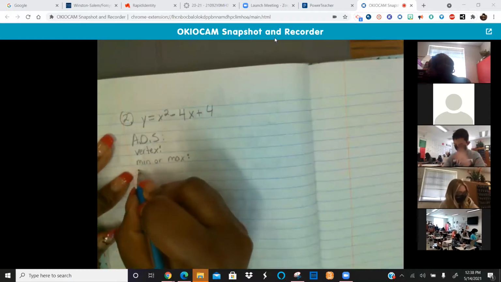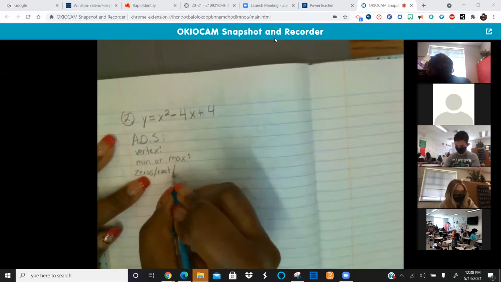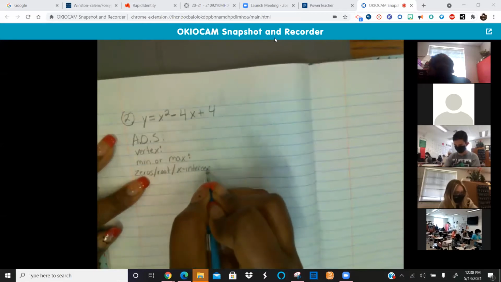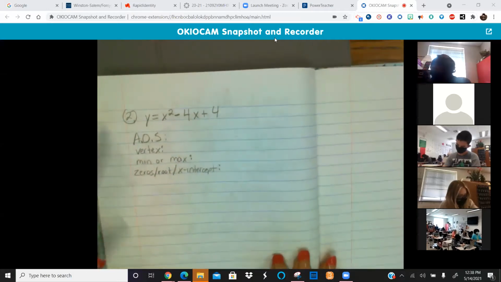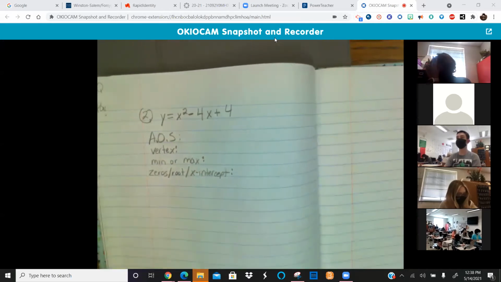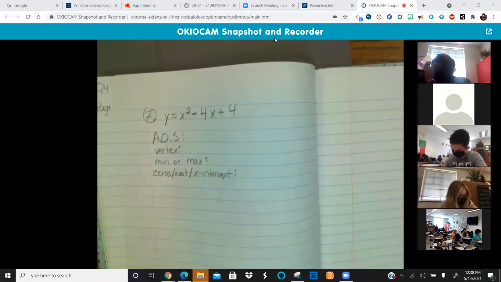And then find your zeros, roots, x-intercepts, which all have the same meaning. Where does the parabola cross the x-axis? This I want you to do completely on your own, and I'll go over it on Monday. Questions, comments, or concerns? You can go back and watch the video if you need to. Copy this down for right now. And I want you to work on your EOC review work.